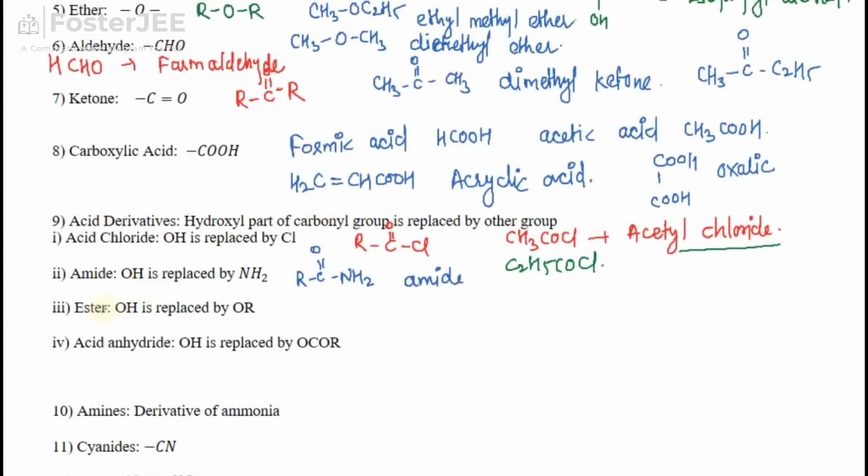Now the next category is ester, in which OH is replaced by OR. So the functional group is R C double bond O OR. Here the suffix used is ate. So for example, the names of the compounds are like this: H C double bond O CH3, and the name of the compound is methyl formate.